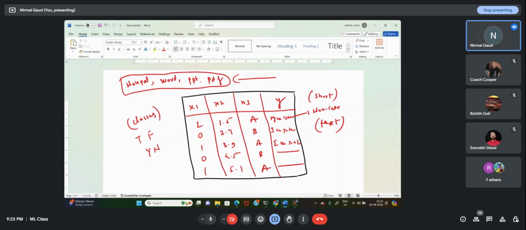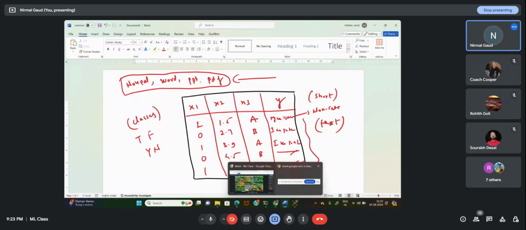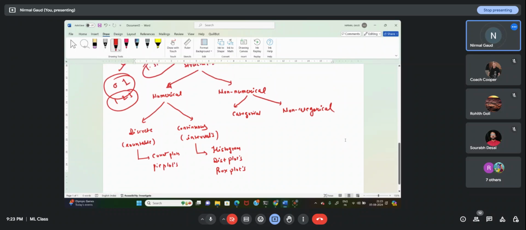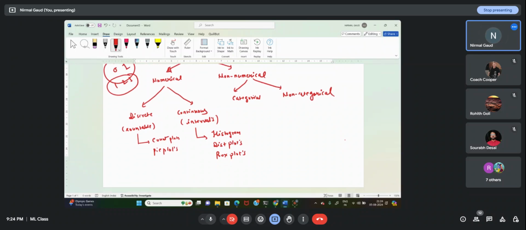Okay, fine. So this is non-categorical, and this is categorical. Something which cannot be represented in a class is non-categorical, and something which I can represent in a class is categorical. That's the classification of the non-numerical. And this categorical can further be classified into two categories, that is ordinal and nominal.